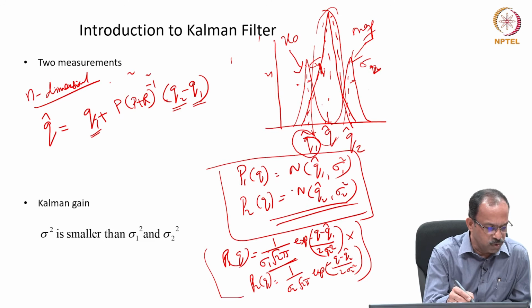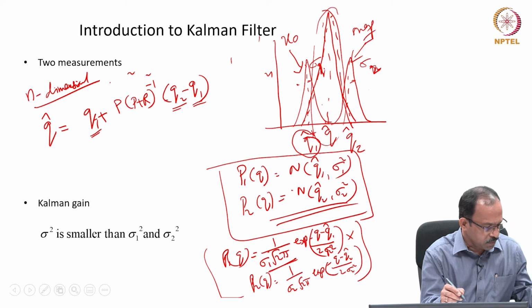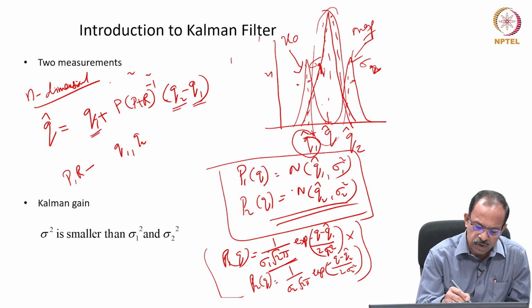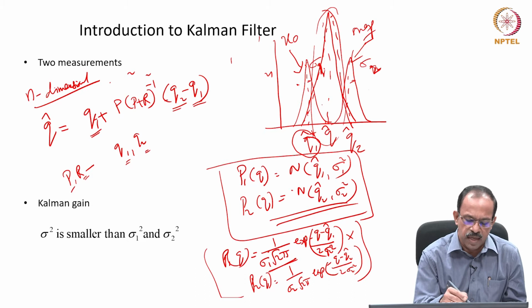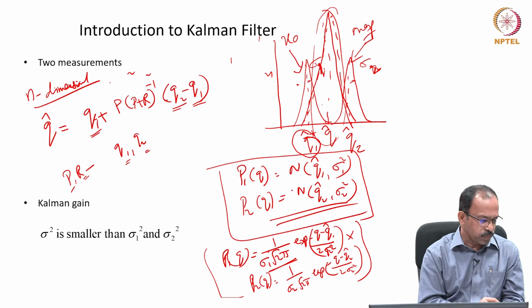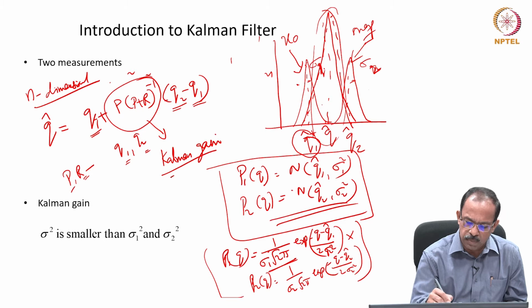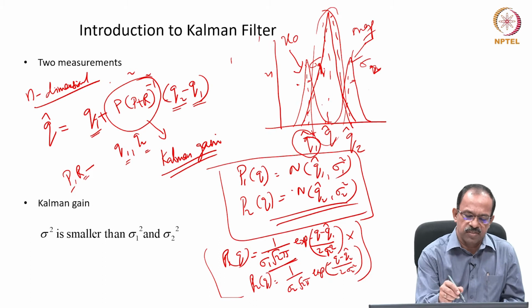So you have this q1, and q2 minus q1, and here p and r are the covariances of the two measurements, q1 and q2. The first measurement has a covariance of p, the second one has a covariance of r, with means q1 and q2. And p multiplied by (p plus r) inverse is known as the Kalman gain. In the previous case we represented it in terms of sigma, but here since they are matrices, p times (p plus r) inverse is the Kalman gain.